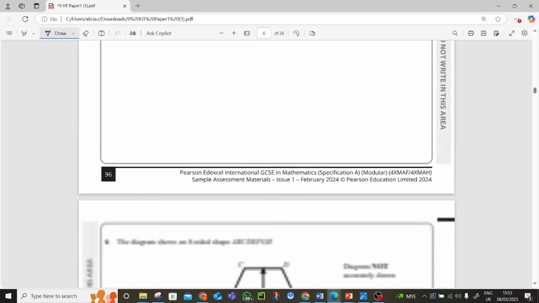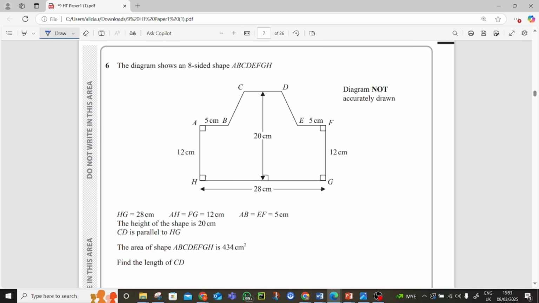On to the next question. So here we have a shape, and we are asked to work out CD. So that's this length here. CD, and I know the area of the shape. The area of the shape is 434 centimeters squared. So I'm going to split this shape up into two parts, and I am going to split them up like this. So first of all, this rectangle at the bottom is going to be 28 times 12. That's the area of the rectangle.